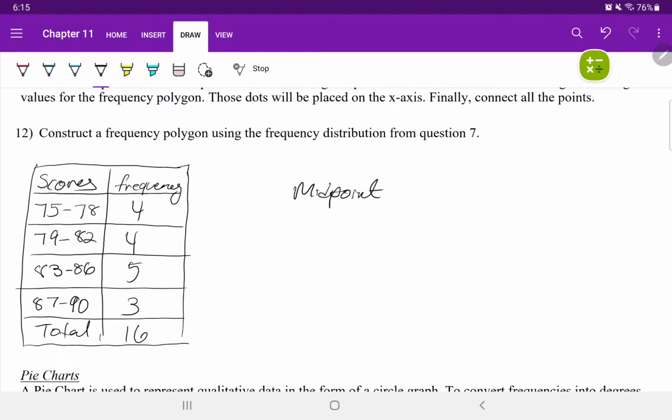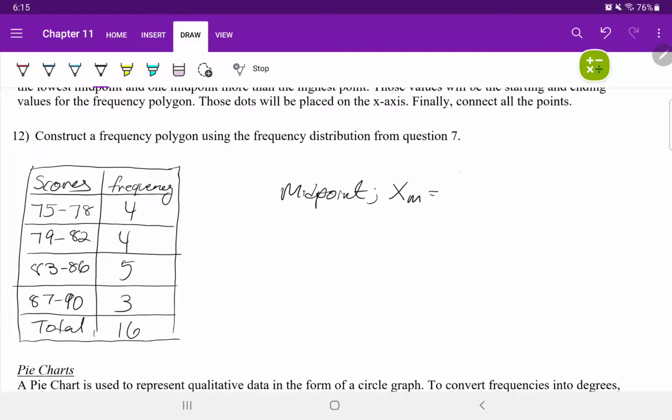Well, there is a formula which makes it easy to find the midpoint of each class. We call the midpoint x subscript m, x of m. And to find the midpoint, it is going to be the lower limit of the class, plus the upper limit of the class, divided by 2. Basically, the midpoint is the middle value that is in each class.